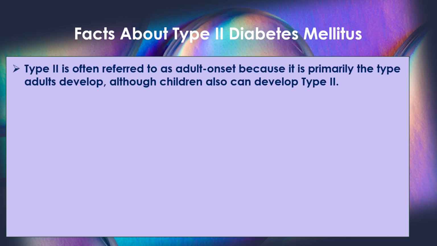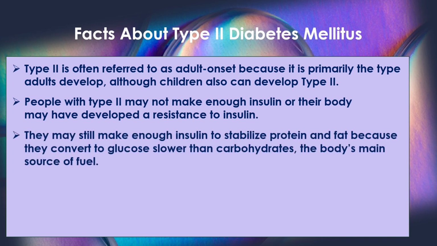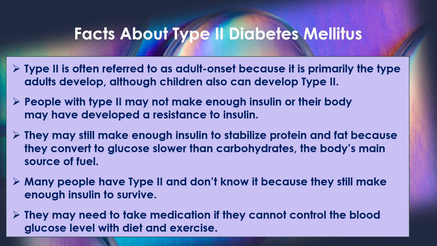Some facts about type 2 diabetes mellitus include type 2 is often referred to as adult onset diabetes because it is primarily the type adults develop, although children can also develop type 2. People with type 2 may not make enough insulin, or their body may have developed a resistance to the insulin they do make. They may still make enough insulin to stabilize protein and fat because they convert to glucose slower than carbohydrates, which are the body's main source of fuel. Many people have type 2 and don't know it because they still make enough insulin to survive. They may need to take medication if they cannot control the blood glucose levels with diet and exercise.